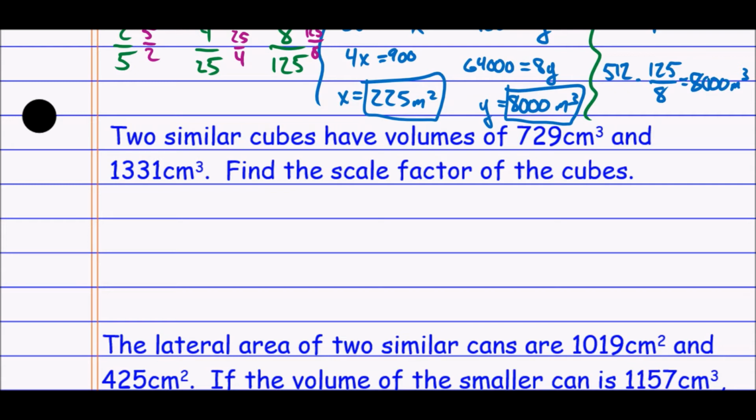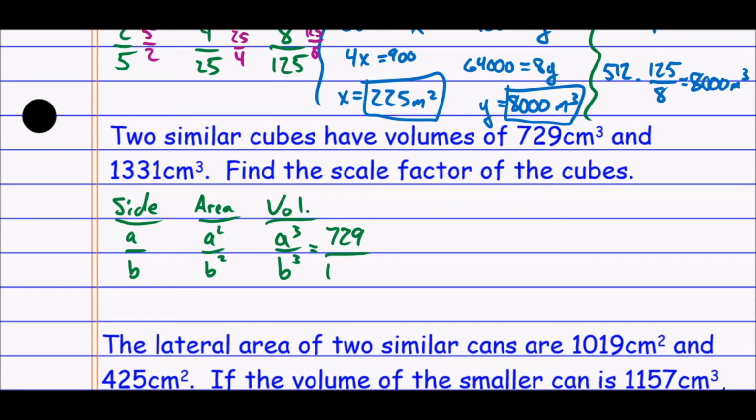And so as I look at this thing, if I break it down this way, the sides, remember, generically have a ratio of A over B. The area is A squared over B squared. And the volume is A cubed over B cubed, okay? And so the ratio for the volumes is the 729 over the 1,331, okay? So basically, I'm saying the scale factor for the volume is a cubed over b cubed, and that happens to be 729 over 1,331.